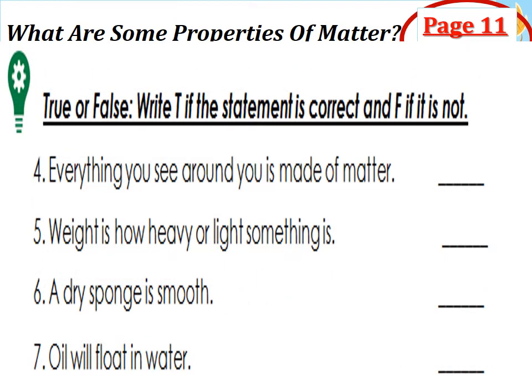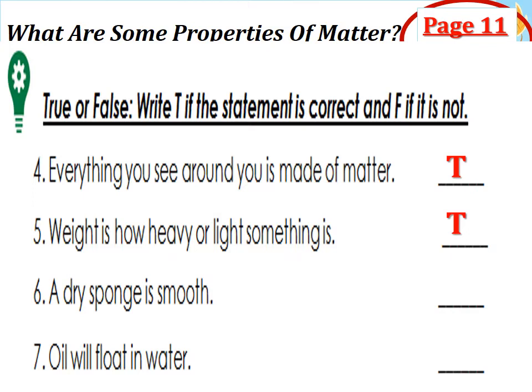We are now on our next part. True or false. The instructions is write T if the statement is correct and F if it is not. Are you ready? Okay, listen to teacher. Everything you see around you is made of matter. True or false? Alright, T. Very good. Next, number 5. Weight is how heavy or light something is. T or F? Great job, T.